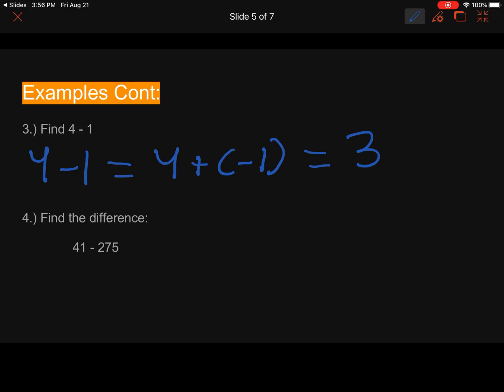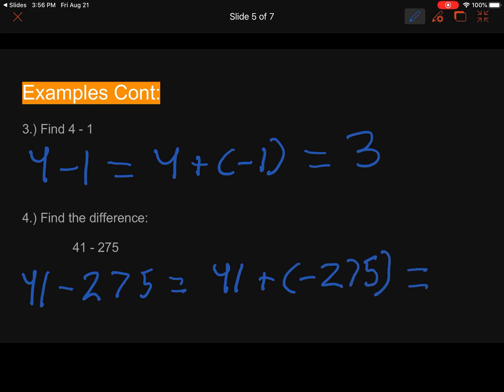Now let's look at a little larger number here. We have 41 minus 275. Well, once again, let's rewrite that using our additive inverses. So 41 minus 275 would be equal to 41 plus -275. Then we sum this together here. Since -275 is larger, we're going to be left with a negative number, and adding together 41 and -275 will give us -234. All right, so I hope you guys were all able to make sense of that.